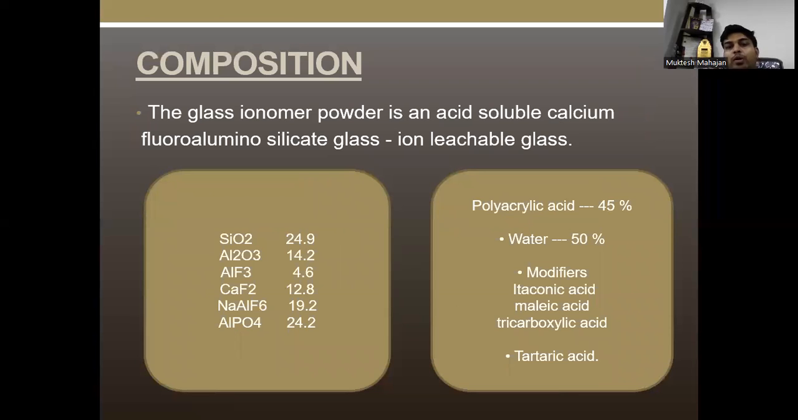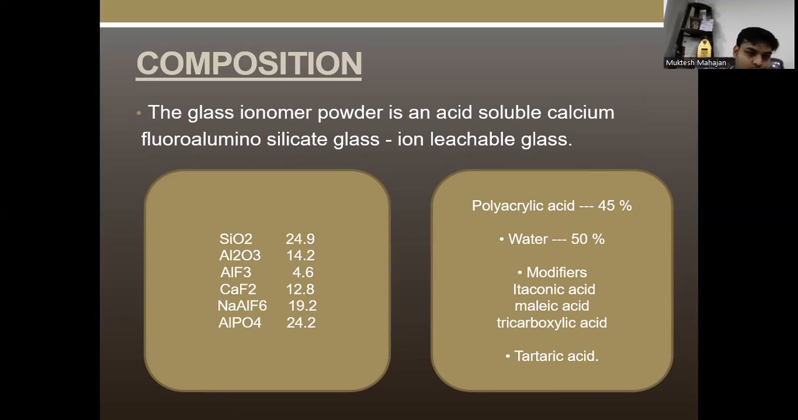Composition: the glass powder is an acid soluble calcium fluoroaluminosilicate glass, an ion leachable glass. It contains silica 24.9%, aluminum oxide 14.2%, aluminum fluoride 4.6%, calcium fluoride 12.8%, sodium aluminum fluoride 19.2%, and aluminum phosphate 24.2%.